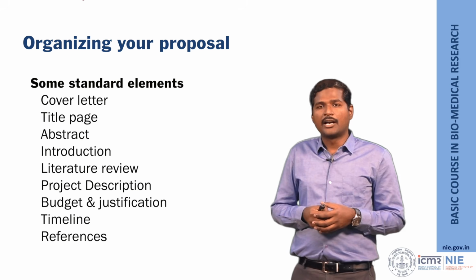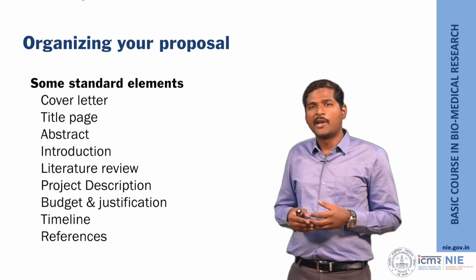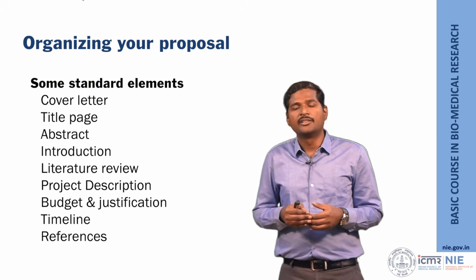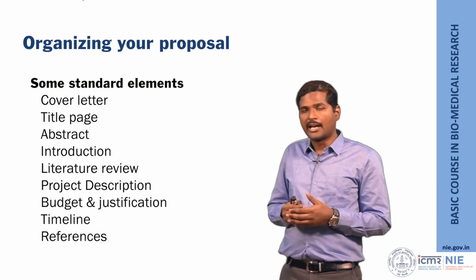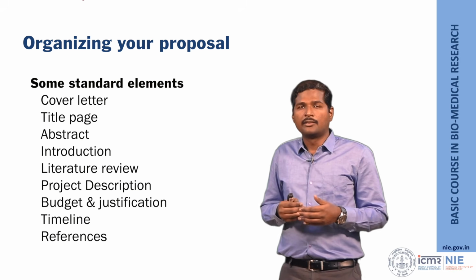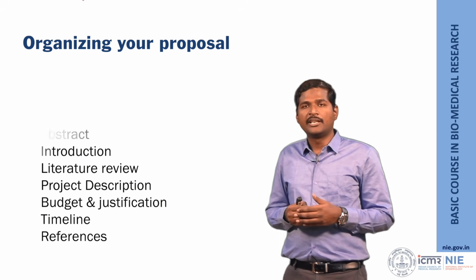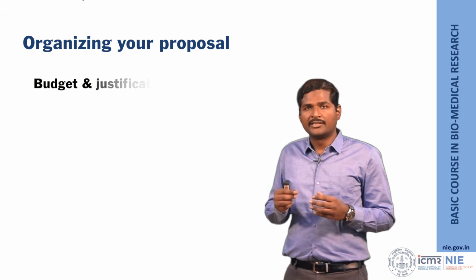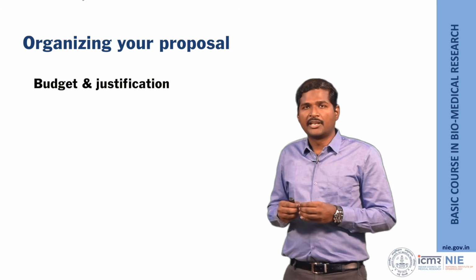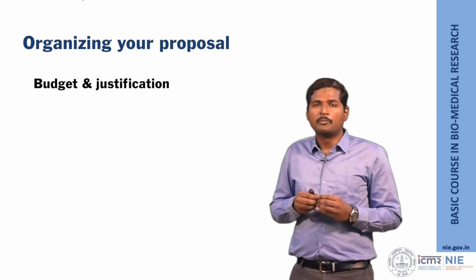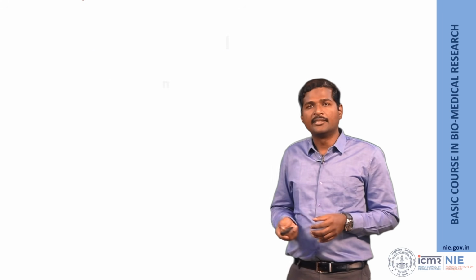Some of the standard sections are cover letter, title page, abstract, introduction, literature review, project description, budget and justification, timeline, and references. In the previous lectures, you might have seen most of these sections, but the section which is specific to a grant proposal is budget and justification. We will discuss budget and justification in detail in the next few slides.